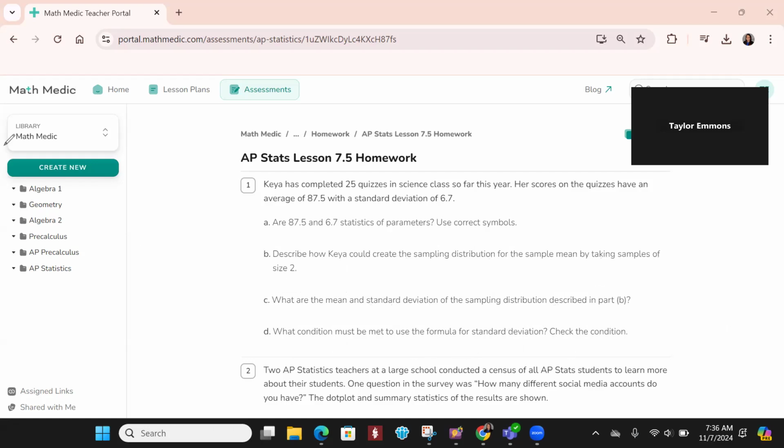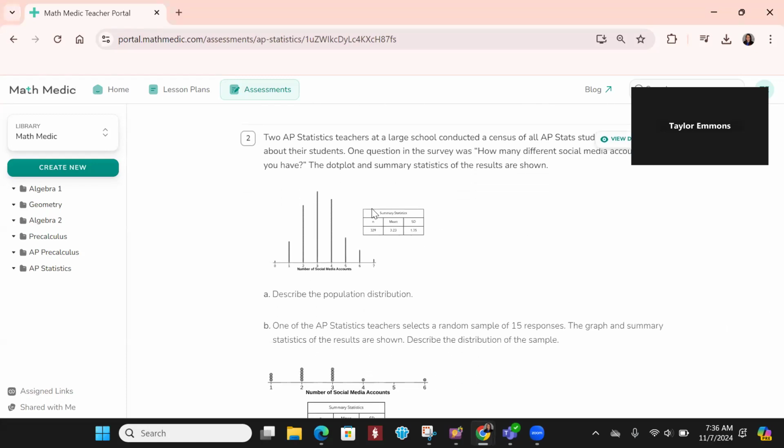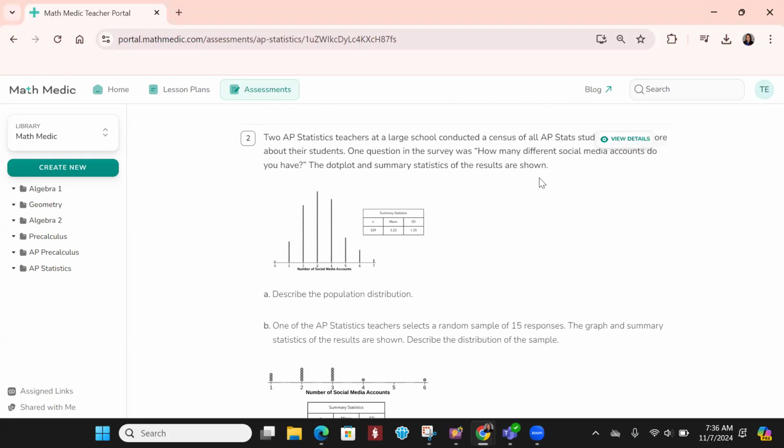All right, number 2. AP Stat teachers at a large school conducted a census of all AP Stat students to learn more about their students. What is a census? It's every single person taking it, right? One question in the survey is how many different social media accounts do you have? The dot plot and summary statistics of the results are shown.